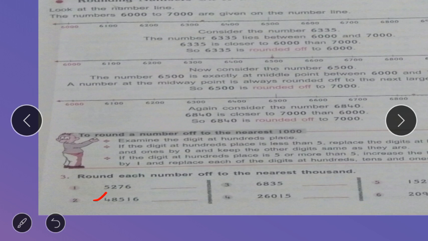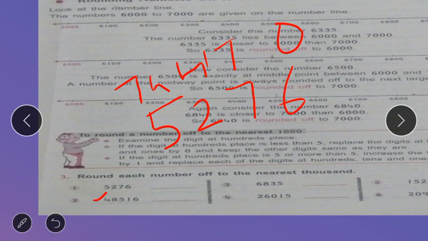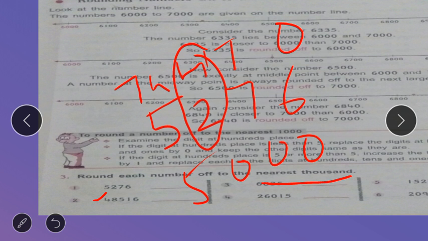The number is 5276. As I have told you, this is ones, tens, 100, 1000. Which number do you have to see? Because you have to round off to the nearest 1000, you have to see the 100 place. Is this 100 place more than 5 or less than 5? It is less than 5. So what do you have to do? 0, 0, 0, and this 5 will remain the same. Clear? Now one more example.